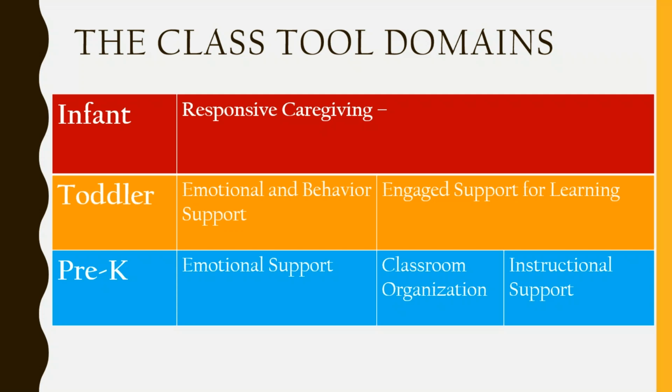Pre-K, the largest, has 3 areas: emotional support, classroom organization, and instructional support. Emotional support is how the environment is in the classroom. Is it a positive climate? When the teacher smiles, does the child smile? Do the children talk to each other?